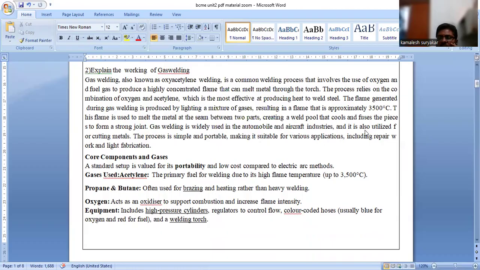So generally we need welding. Why we need it is where we are using iron parts. Most of the iron parts are used in the automobile and aircraft sector. So it is utilized even for cutting of metals also. This process is simple and portable. So you can take the welding machine anywhere you want. You can carry it. It's portable. So this is what it is used for.